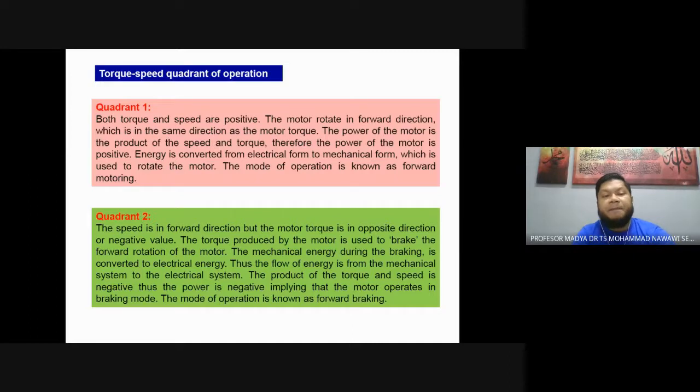You can read that. So for quadrant 1, both torque and speed are positive. The motor rotates in forward direction, which is in the same direction as the motor torque. The power of the motor is the product of the speed and torque. Therefore, the power of the motor is positive. Energy is converted from electrical form to mechanical form.